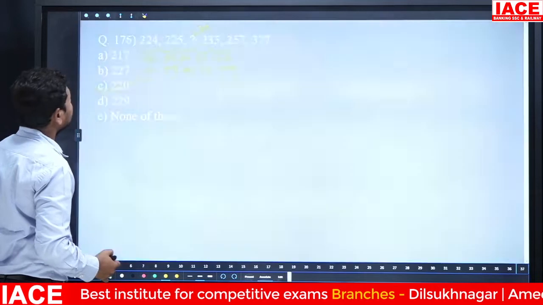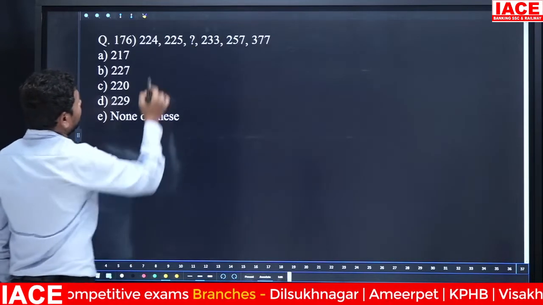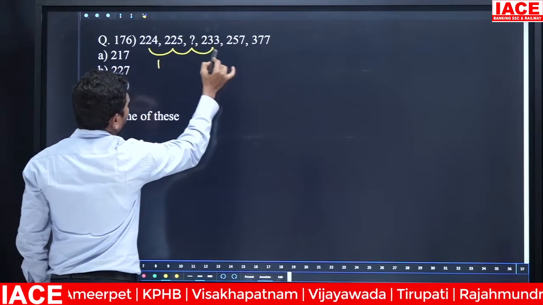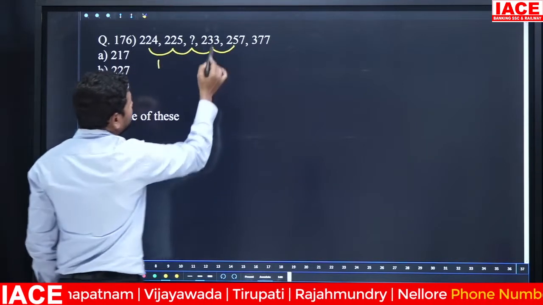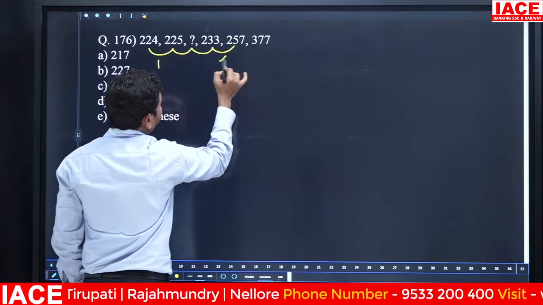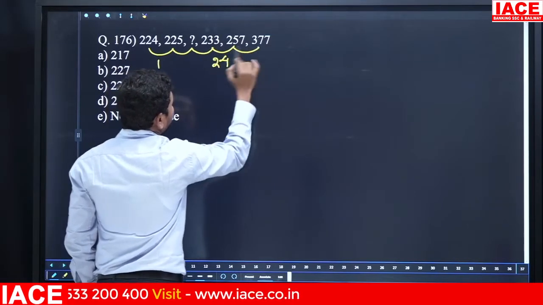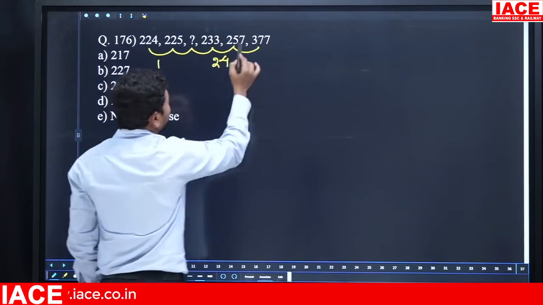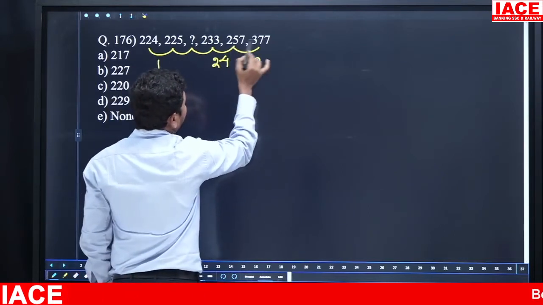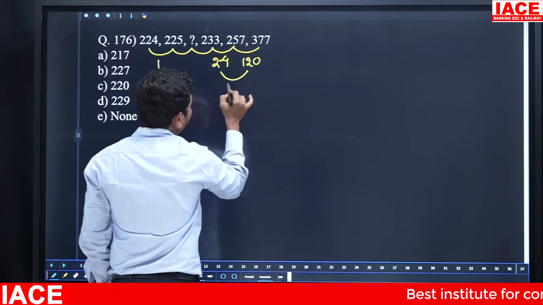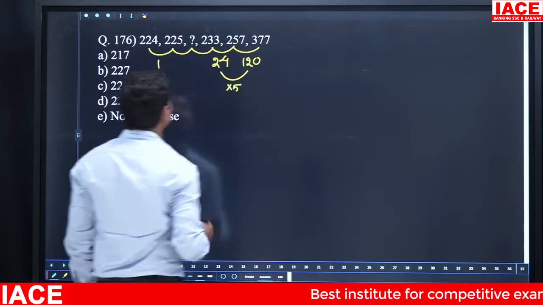Option C. Next, here 224 became 225. How much difference? 1 added. We don't know. And 233 to 257, 3 became a 7 means 4 added, and 23 became 25 means 2 added, and 257 became 377. Here 7 became 7 means 0, and 25 became 37 means how many times? 12. Here observe that 24 to 120, how many times? 5 times.